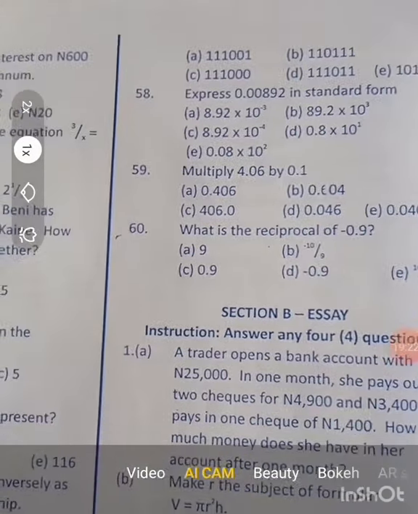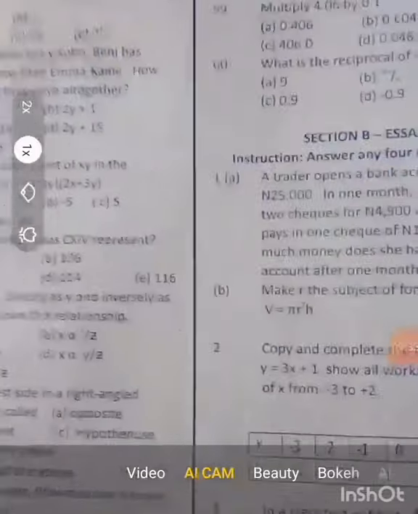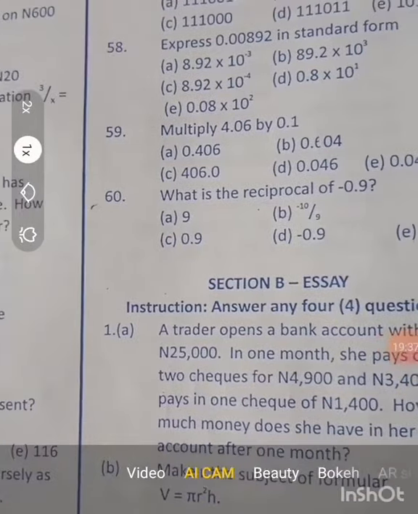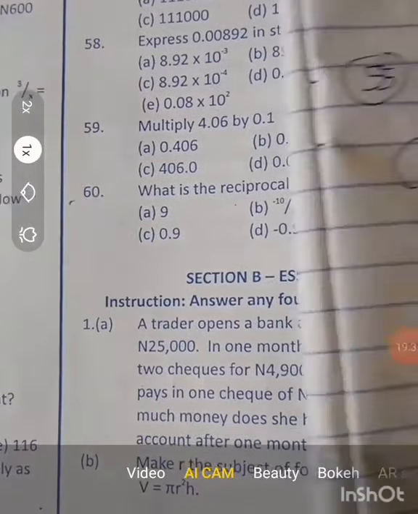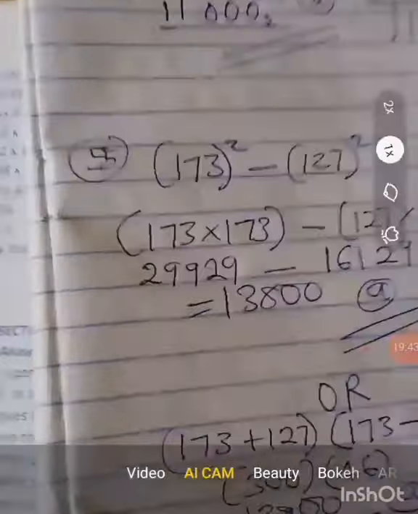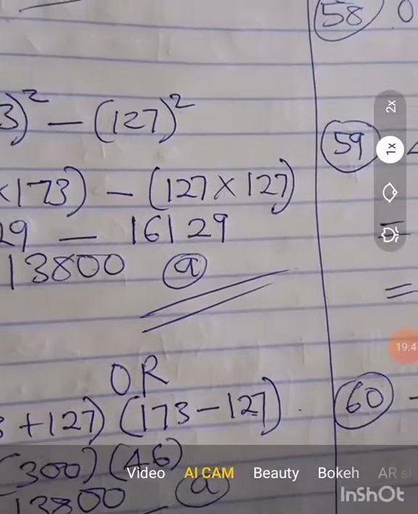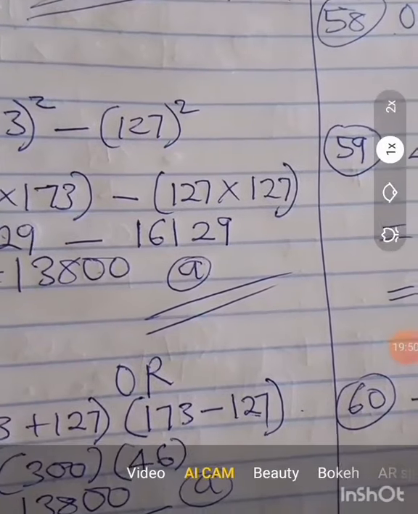Question number 60. What is the reciprocal of minus 0.9? So we have the reciprocal of minus 0.9. This is actually minus 0.9 over 1. This is what we have.